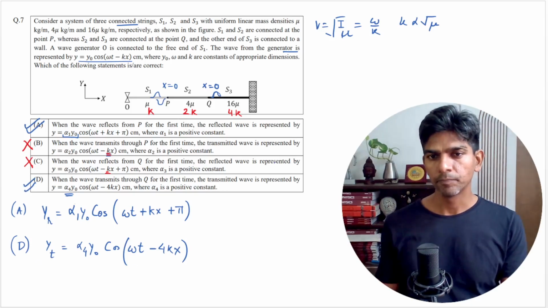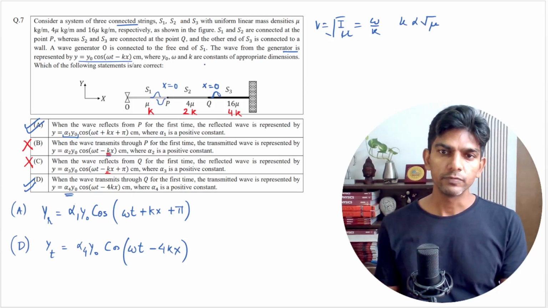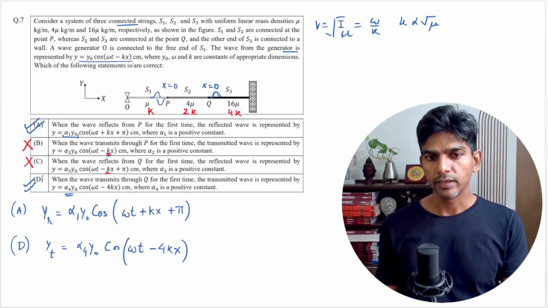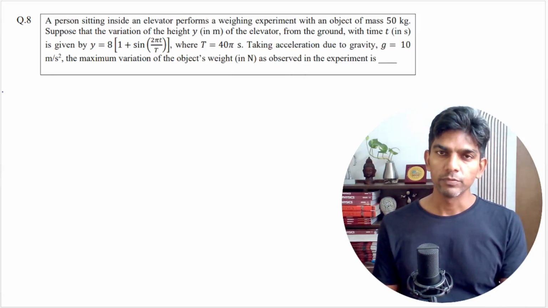Here you can challenge this problem because they have not specified that we have to shift the origin. So I have considered this assumption, and according to that assumption, A and D is the right answer. So this is question 8 of JEE Advanced 2025 paper 1.